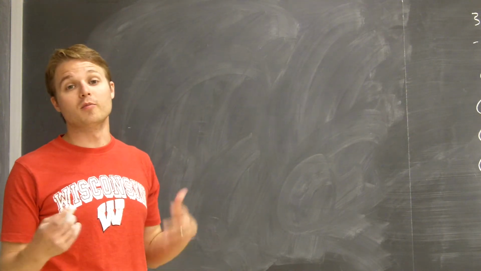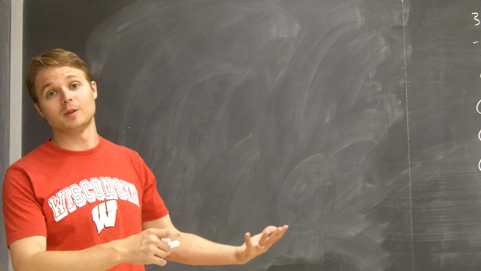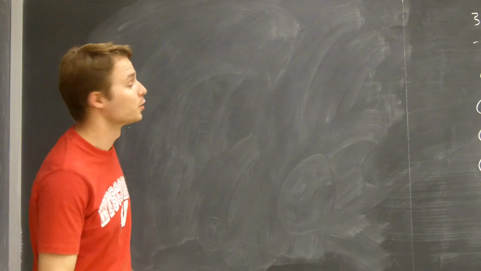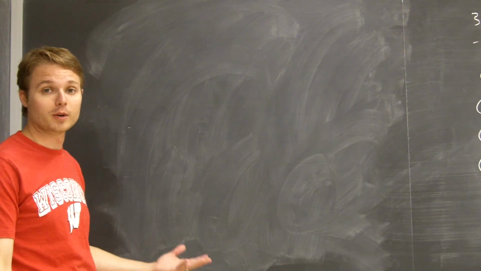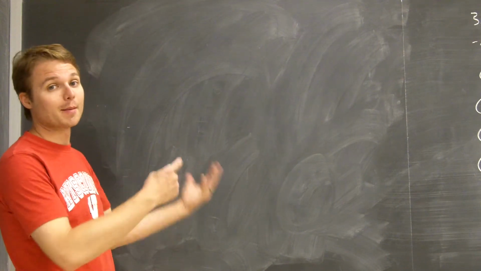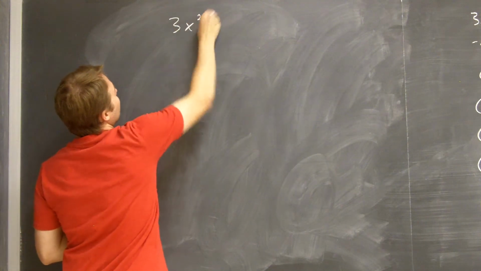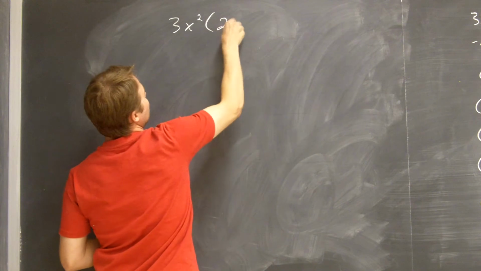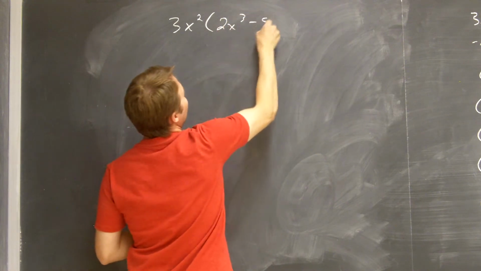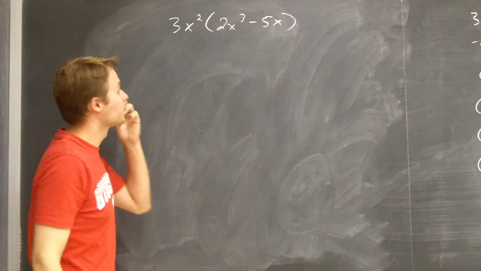Let's do a few examples of multiplying some of these polynomials that we were looking at in the notes. So we'll start off with some simpler ways of multiplying. Multiplying a monomial times another polynomial. So something like this, 3x squared times 2x cubed minus 5x.